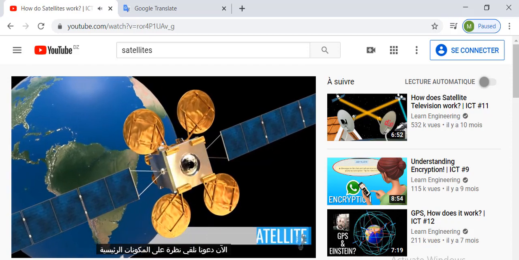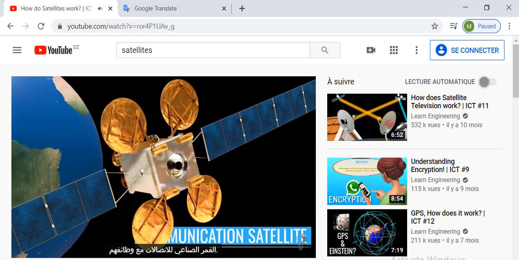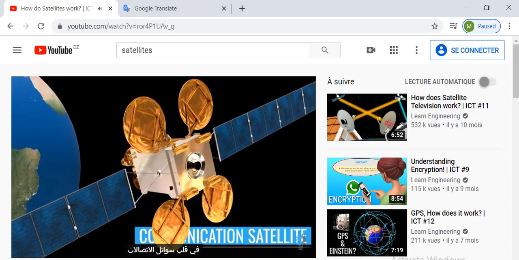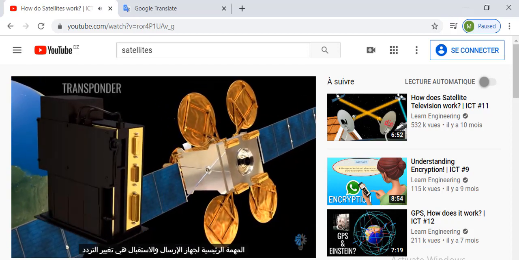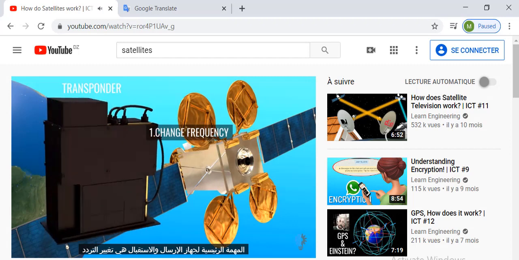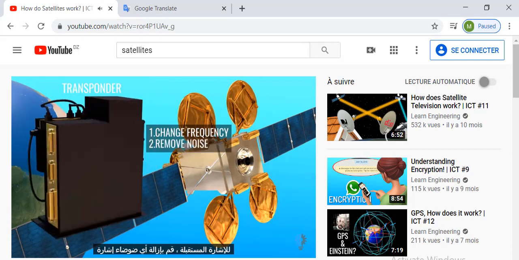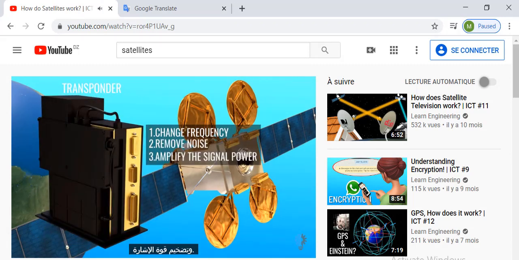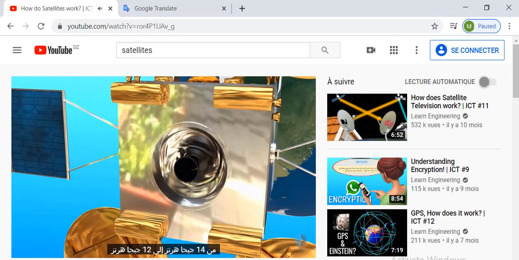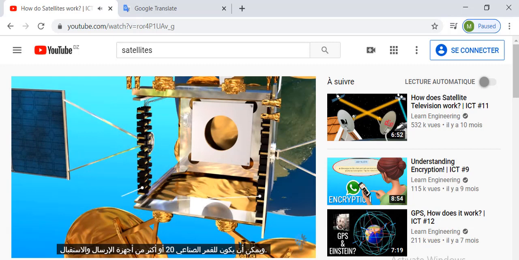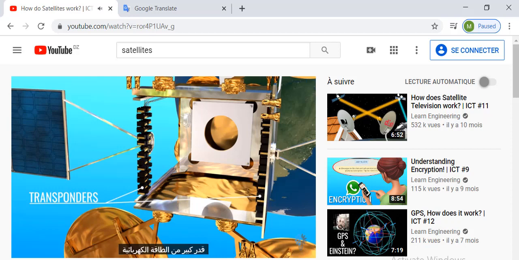Now, let's look at the main components of a communications satellite, along with their functions. At the heart of communication satellites are the transponders. The main task of a transponder is to change the frequency of the received signal, remove any signal noise, and amplify the signal power. On Ku-band satellites, the transponder converts from 14 GHz to 12 GHz, and a satellite can have 20 or more transponders. It is obvious that transponders require a great deal of electrical power to handle all of these functions.